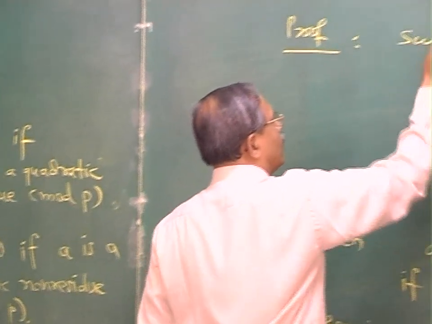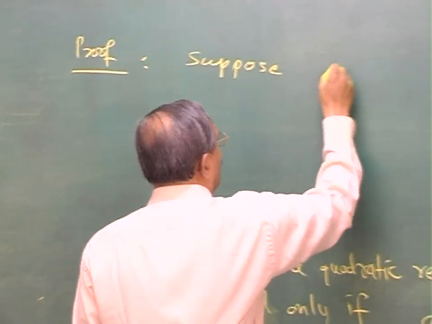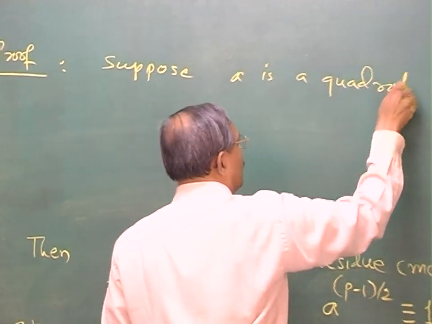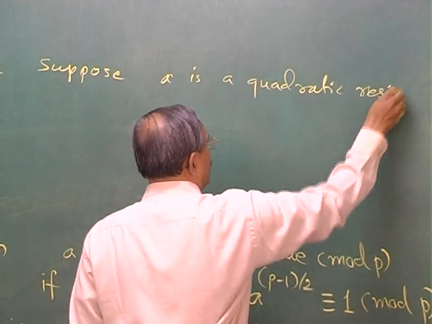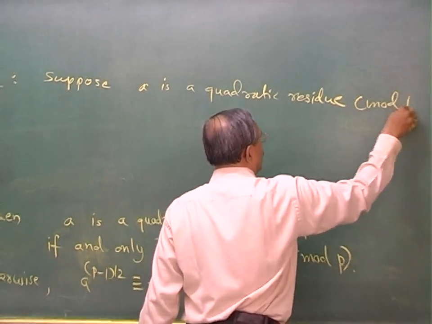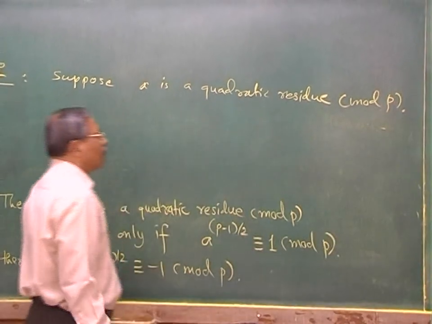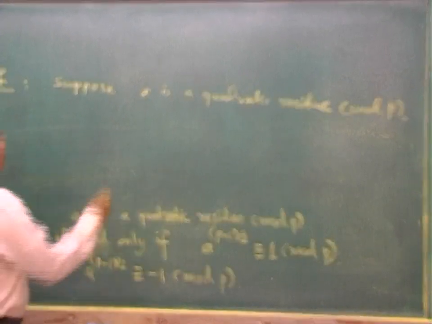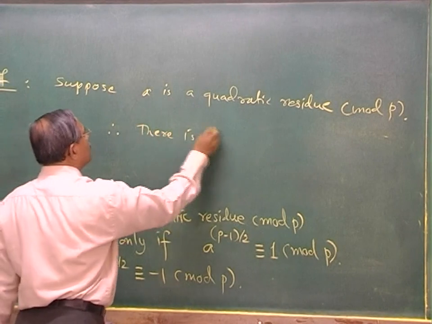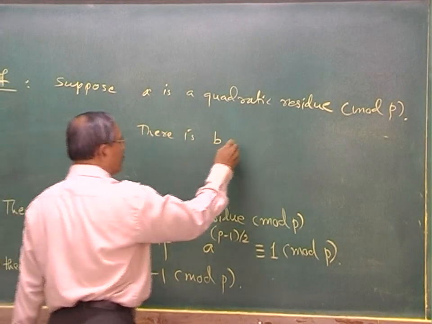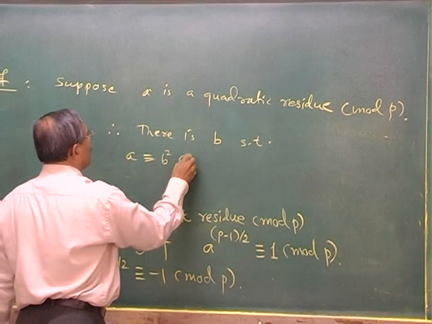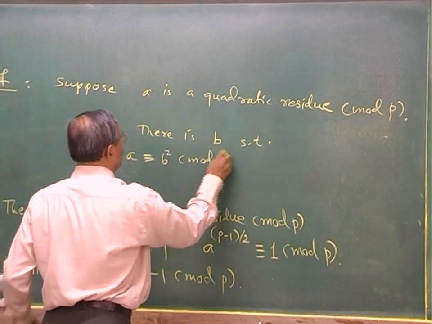Suppose a is a quadratic residue mod p. Therefore, there is an integer b such that a is congruent to b square mod p.